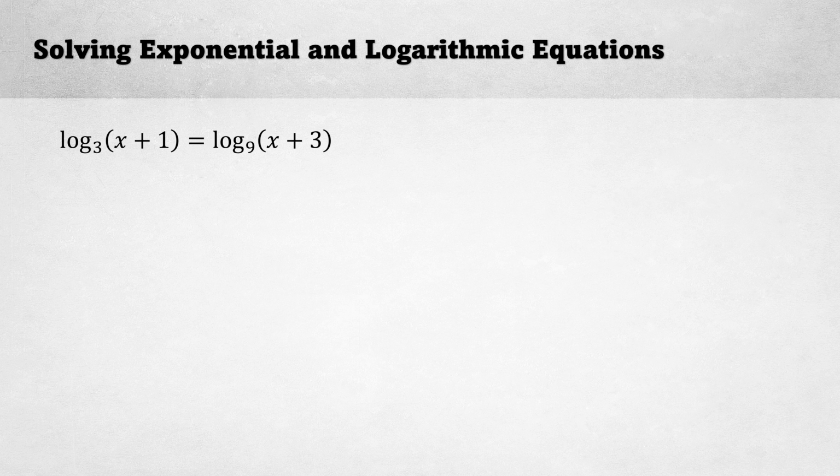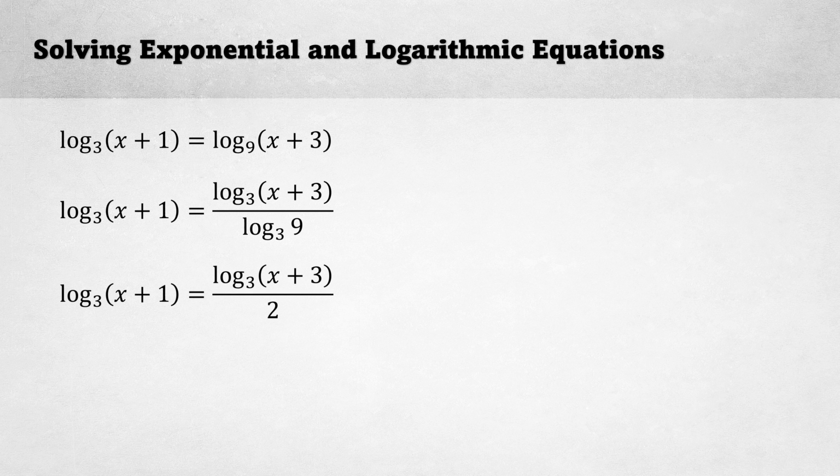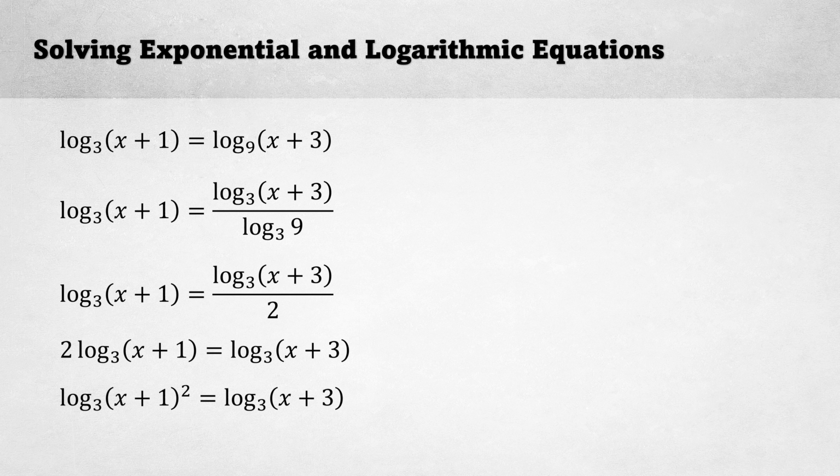Here's another example of a logarithmic equation. Note that the two logs have different bases. We can use the change of base formula to rewrite log base 9 of x plus 3 as log base 3 of x plus 3 over log base 3 of 9. Log base 3 of 9 equals 2, so we can simplify the right side. We then multiply both sides by 2 to get rid of the 2 in the denominator. Using the power rule of logs, we can make 2 an exponent of x plus 1.